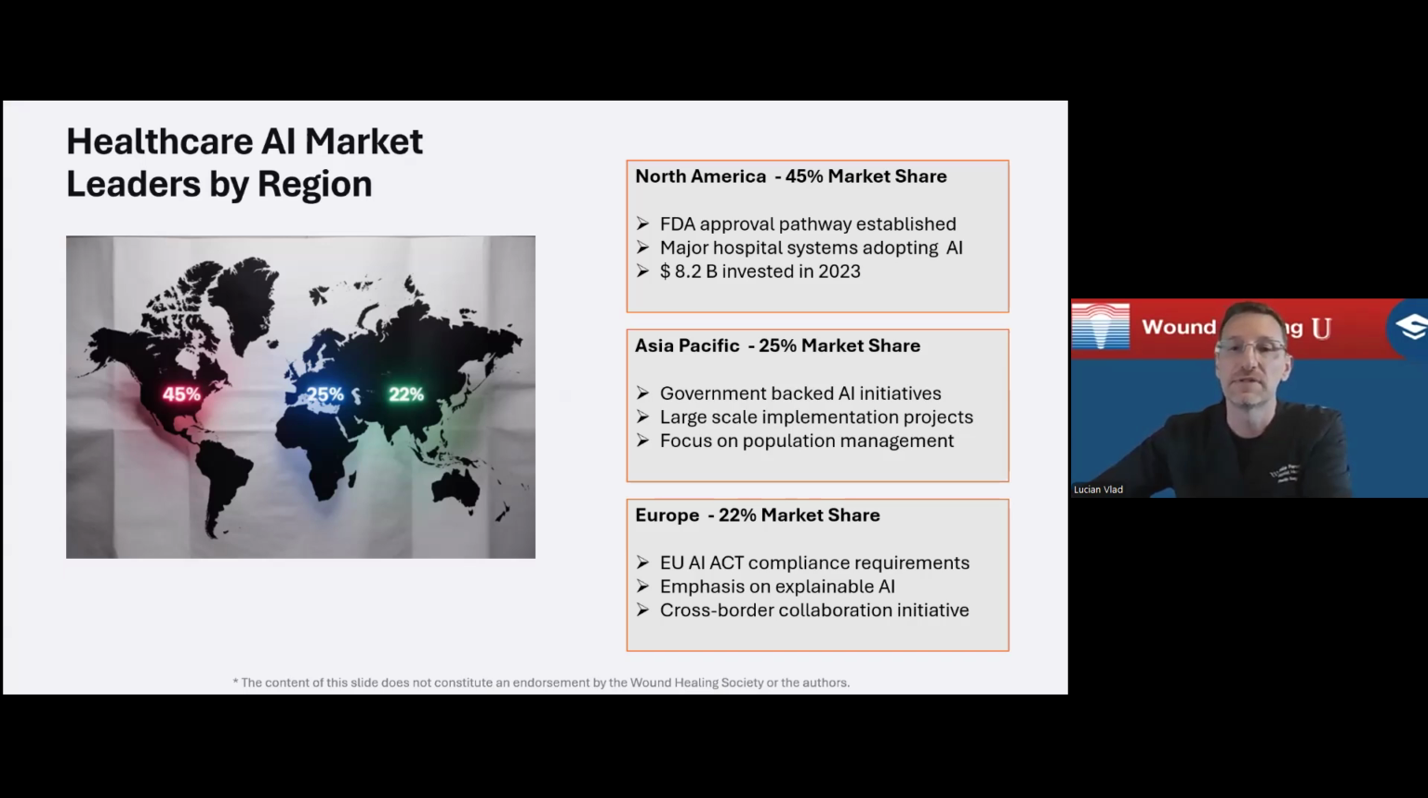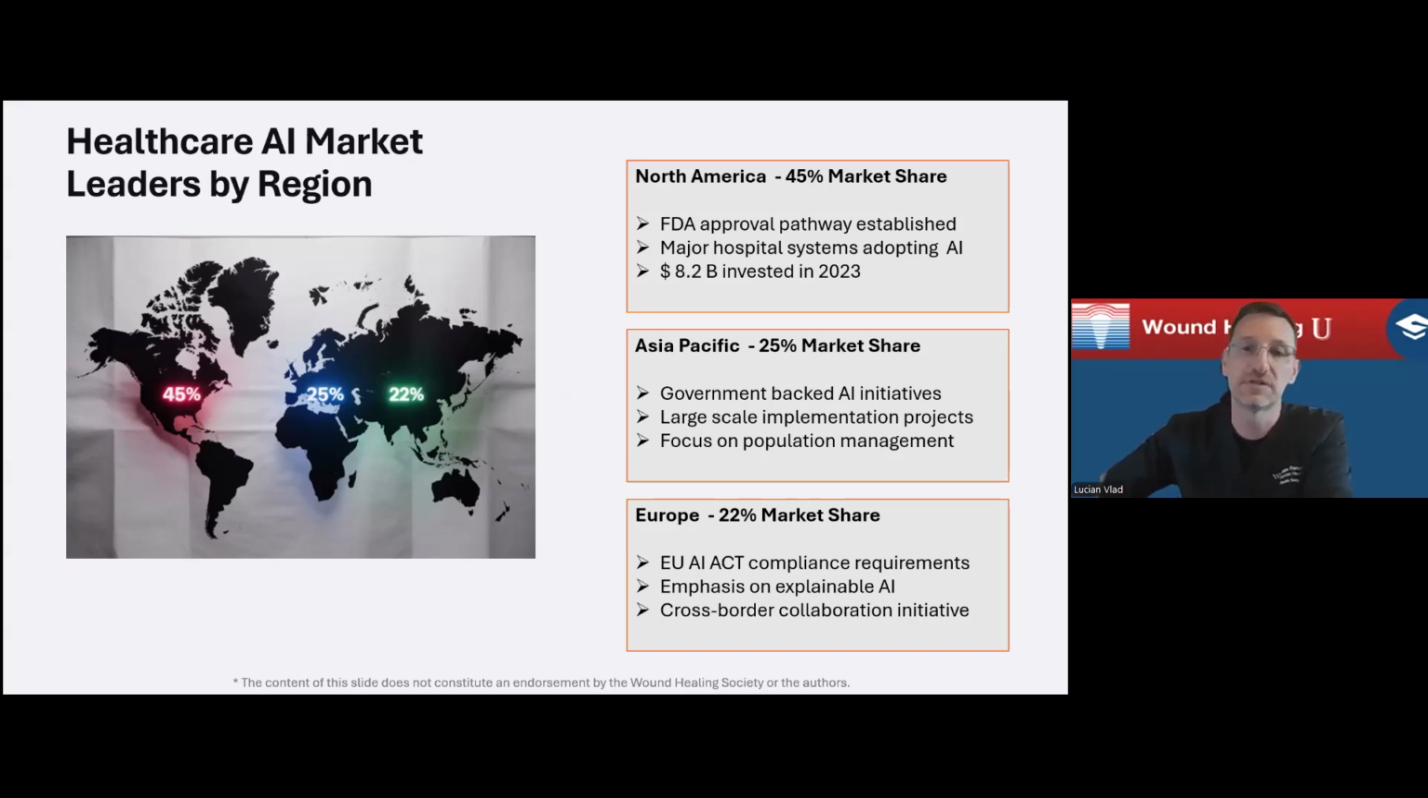This is also because the pathway has already been established by the FDA, and this is crucial for AI adoption in clinical settings. And there is very solid infrastructure, EMR, and most of the large hospital systems are now introducing AI operations into their daily production.